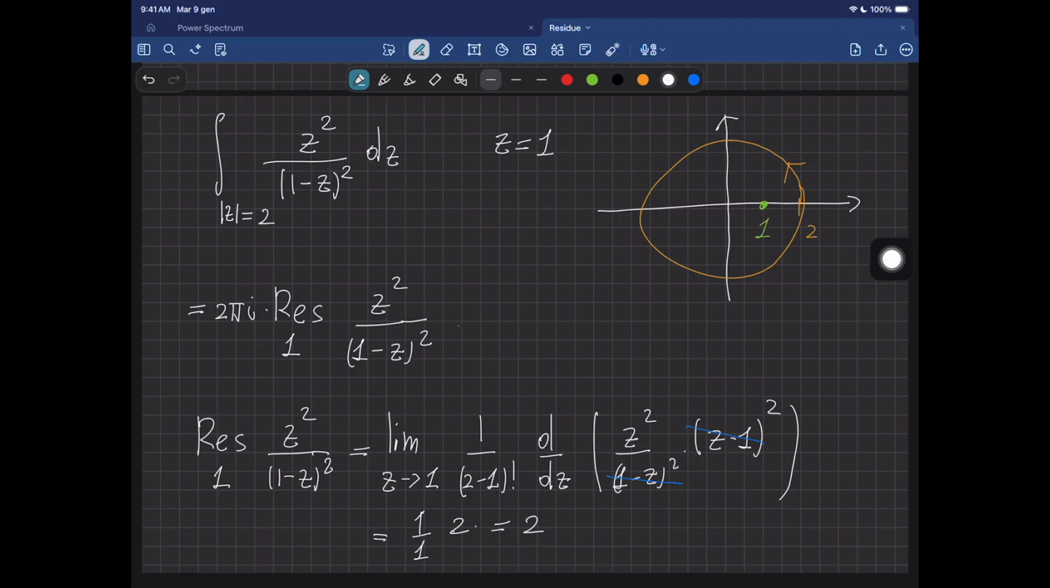This tells us that this integral is equal to 4πi. And that's it. This is your result.